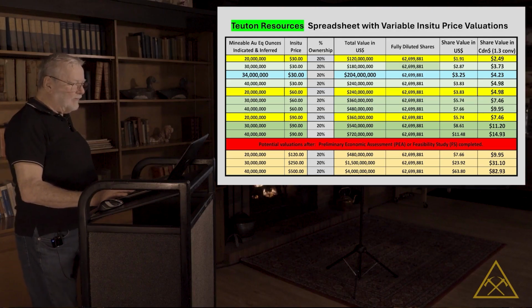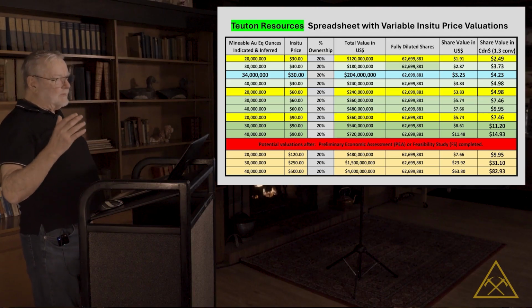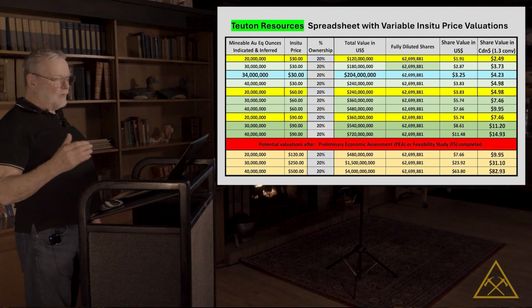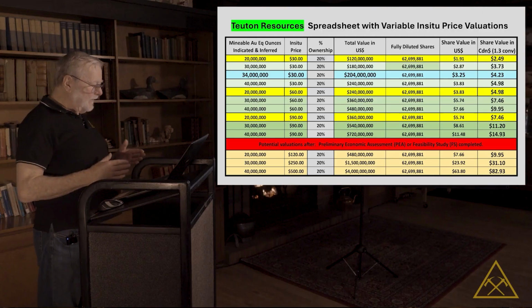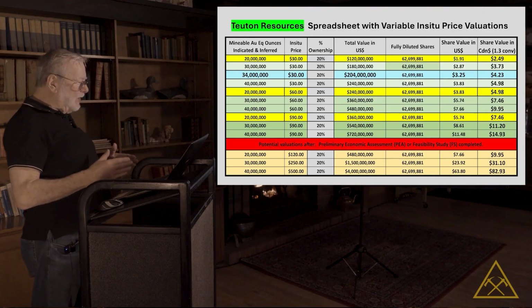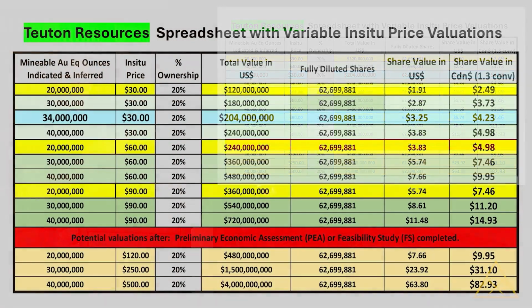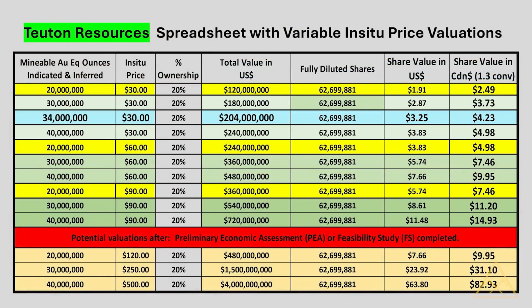This is for Teuton Resources. Teuton is a partner with Tudor on the Treaty Creek and Goldstorm discovery deposit, and we own 20%, so it's basically the same amount of gold. We're using the same in-situ prices. We're applying a 20% ownership, and then you get to fully diluted shares.